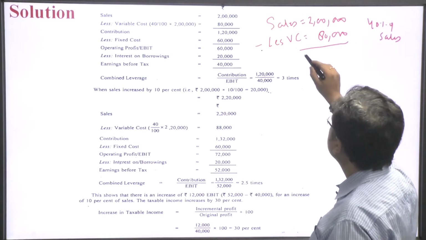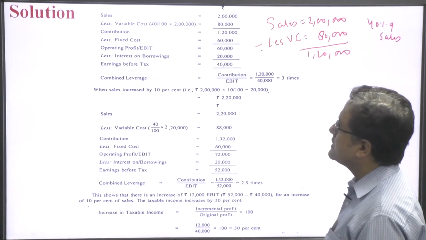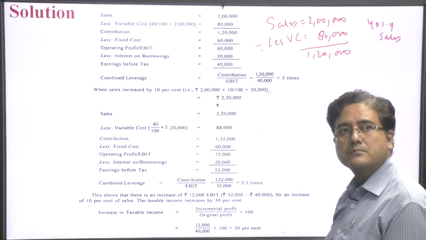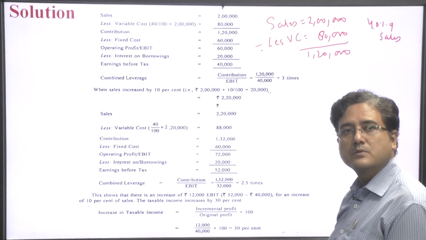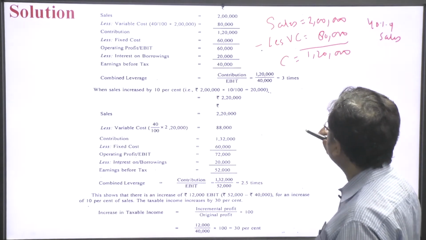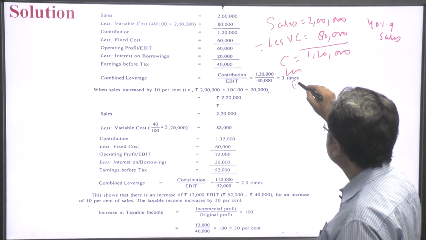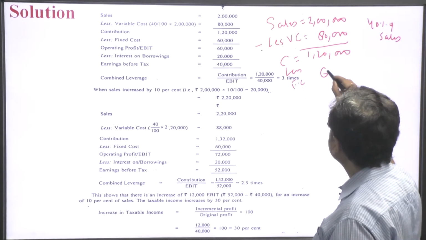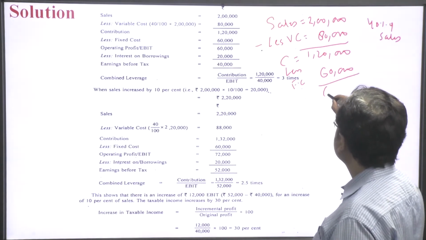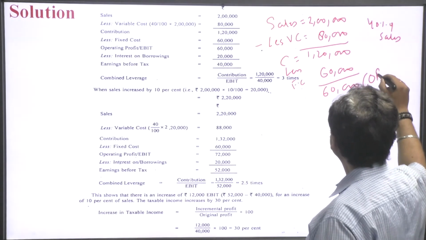Now, we receive a contribution. This is a contribution C. Now, less fixed cost. Fixed cost is 60,000. So, we receive 60,000 as an operating profit.